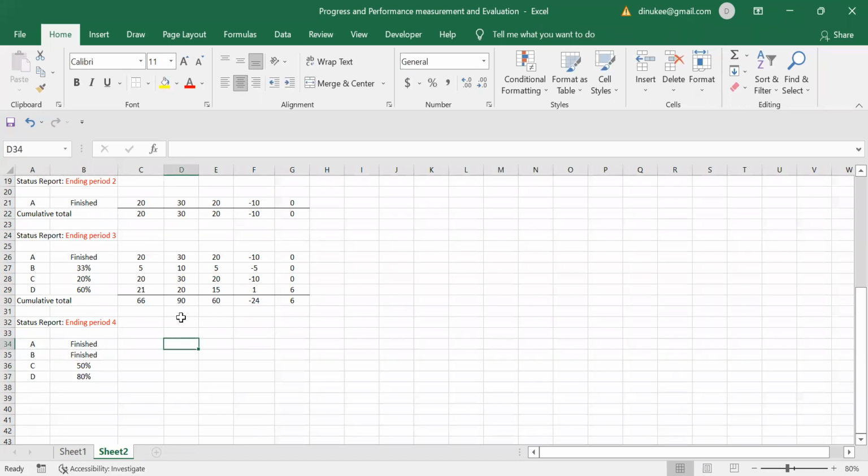And the actual cost will be given for you. Actual cost is 30, 20, 70, and 30. Can you all calculate this for me? Now, for the ending period 4.